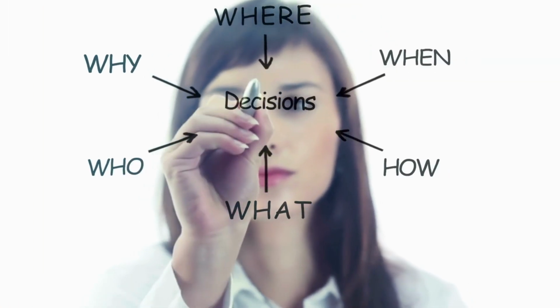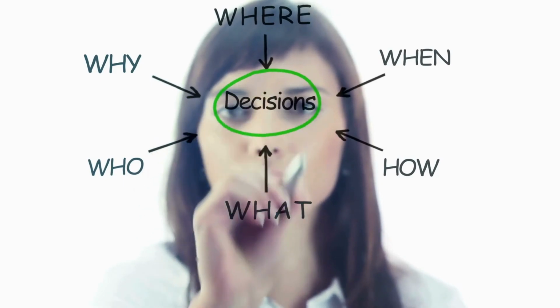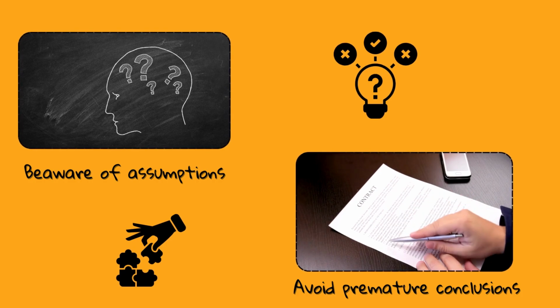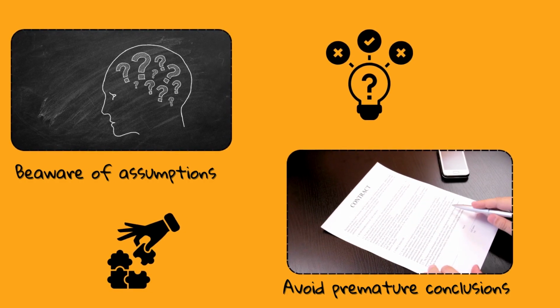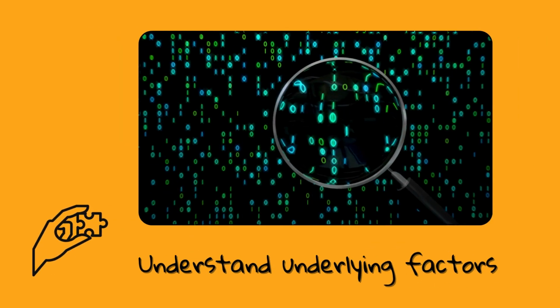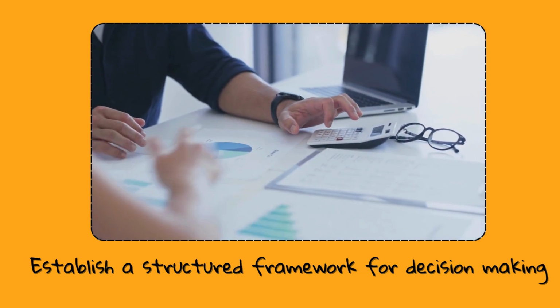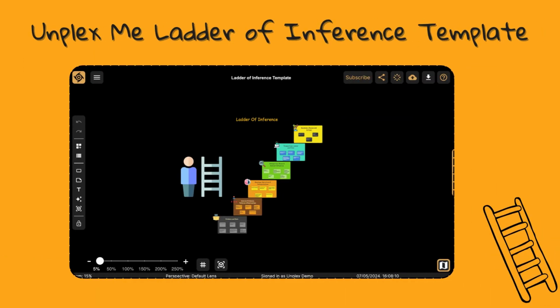Good decisions are a pivotal success factor in business and in life. Yet, often we find ourselves making assumptions or jumping to conclusions too soon without fully understanding the underlying factors. What if there was a framework that enables you to be rigorous with decision-making, thereby dramatically improving the quality of your decisions? Introducing Unplex Ladder of Inference template.